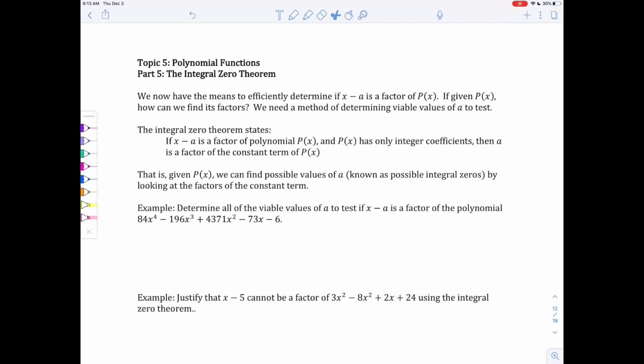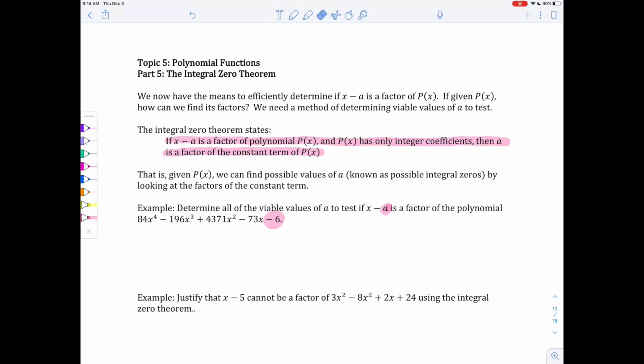The theorem itself says that if x minus a is a factor of the polynomial, and that polynomial only has integer coefficients, then a itself must be a factor of the constant term of p of x. So if you're looking to factor a whole polynomial, there's all sorts of possibilities, and we need a way to narrow that down. So we take a look at this last term, this constant, and we say that any integer factors of that can give us values of a to stick in right there.